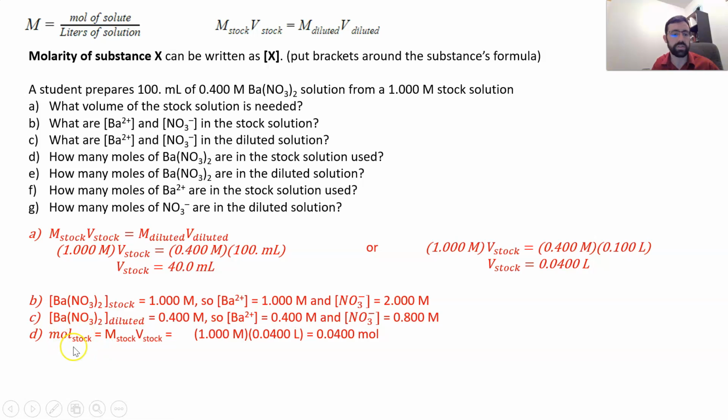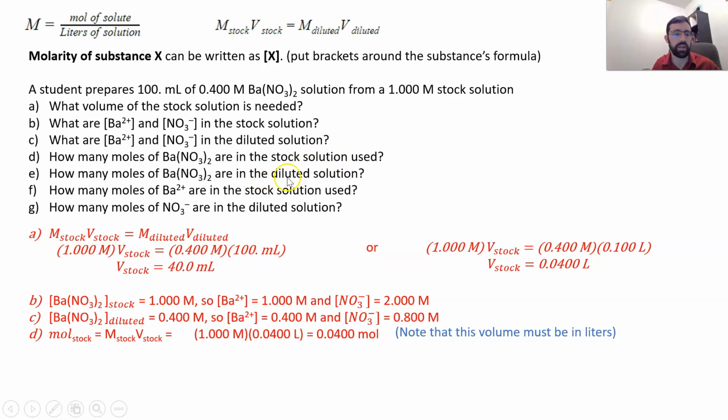So the moles of stock solution is the molarity times the volume, but it has to be volume in liters. So note, the volume has to be in liters. So we get 0.0400 moles. That is the number of moles in the stock solution. Well, how many moles are there in the diluted solution?